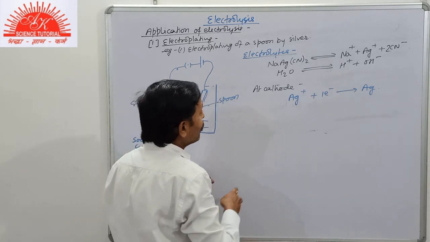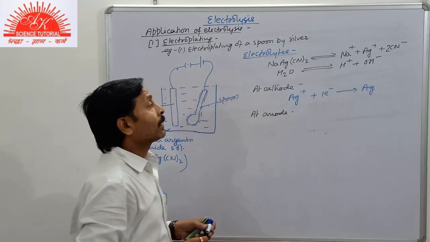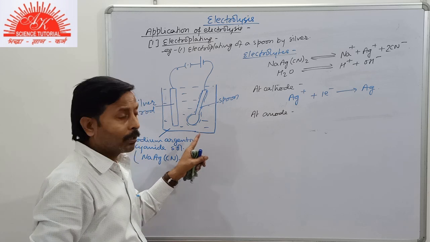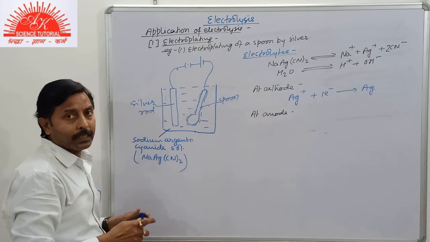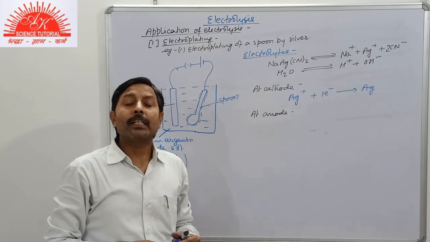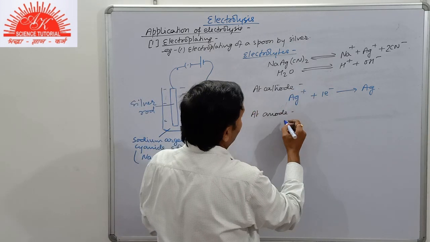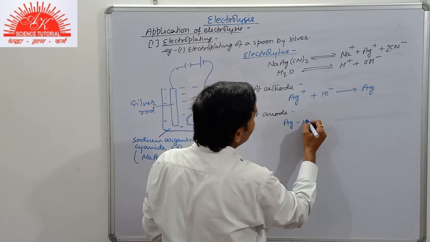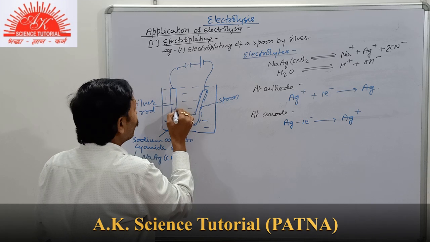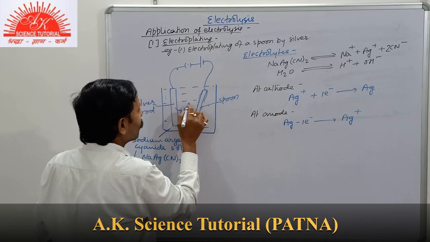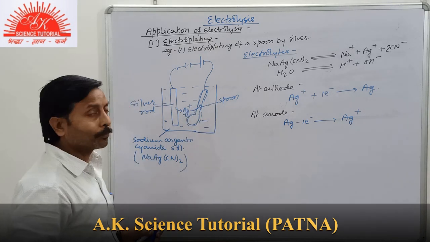And at the same time, at anode, now again you see, since there is an attackable electrode, how is it? The anode is silver and the electrolyte also contains silver, so attackable. And it is easier to write an electrode reaction for an attackable electrode. Just write its opposite, that is silver loses its one electron and changes into Ag plus. So from here silver ion enters into the electrolyte and here it is deposited.